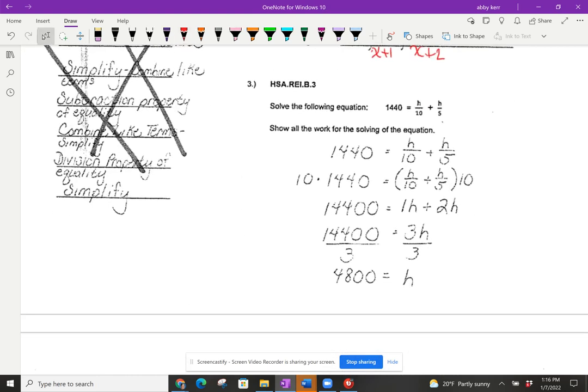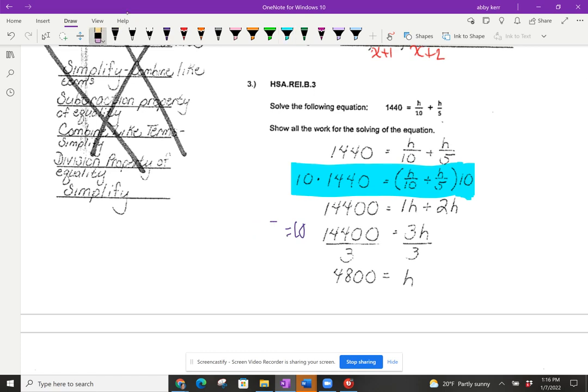Number 3, we want to find the LCM in the calculator, or well, LCD, but in the calculator we do LCM, and that would be 10, 5. The LCM of this would be 10. So notice that's why we're multiplying every single thing by 10.